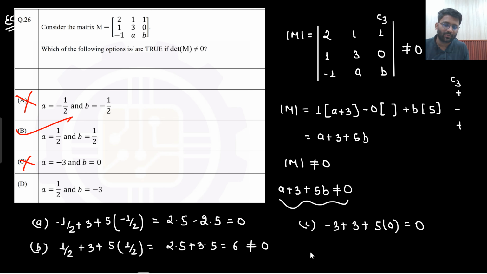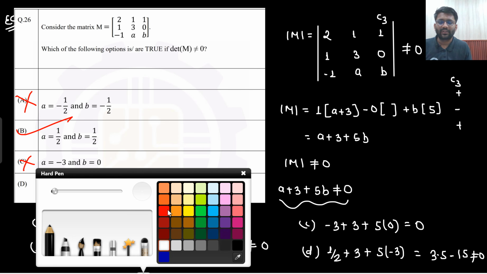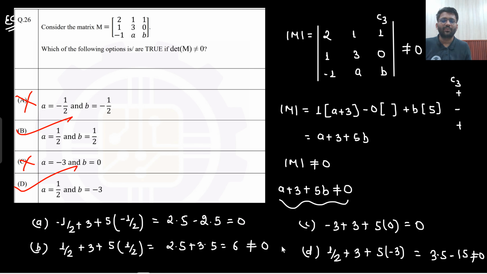And last option, option D, we can check. A is 1 by 2 plus 3 plus 5 into minus 3. So what answer I will be getting? 3.5 minus 15, whatever the value you get, it will surely not be equals to 0. That means yes, this option is also correct. So option D is also correct. So B and D are correct. Understandable? So this is how we solve the questions of a determinant.